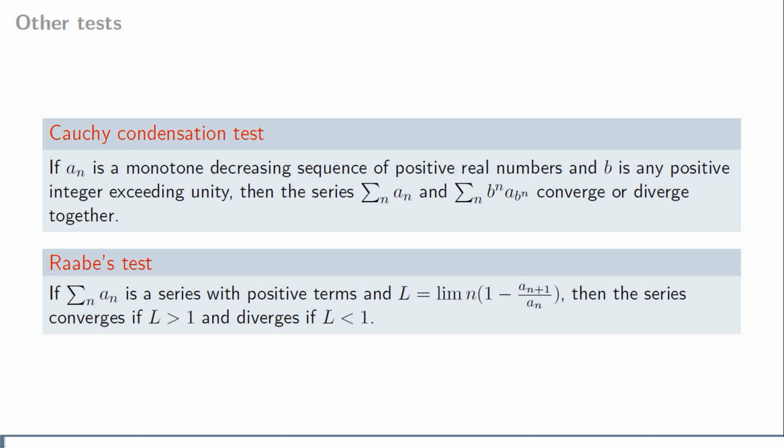where we assume that summation a_n is a series with positive terms, and L is defined as limit of n multiplied by (1 minus a_(n+1) by a_n). Then the series converges if L exceeds 1 and diverges if L is less than 1.